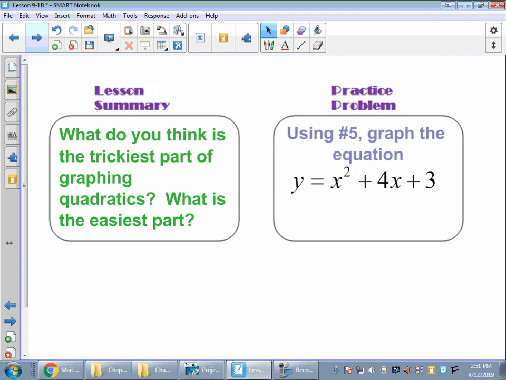Graph this equation, y equals x squared plus 4x plus 3. Just do number 5 on your notes, because then you can fill out all that other stuff. The axis of symmetry, the vertex, the y-intercept, is it a maximum or minimum, and factor it to get other solutions.